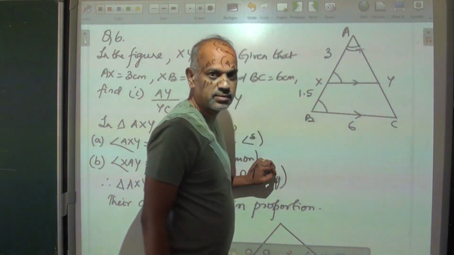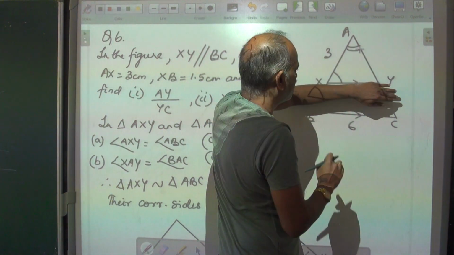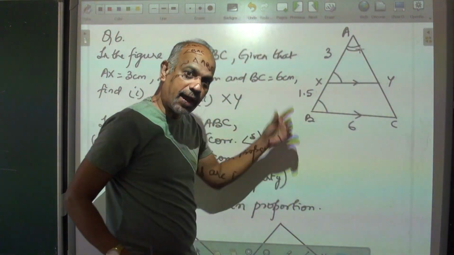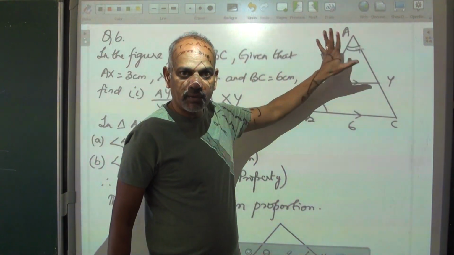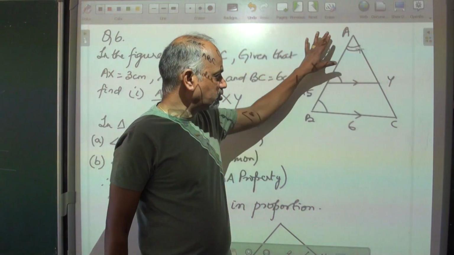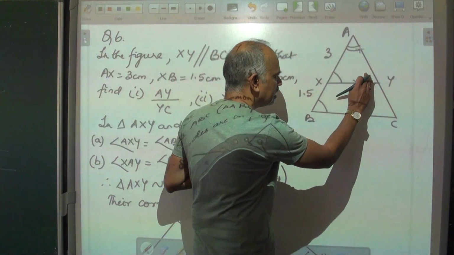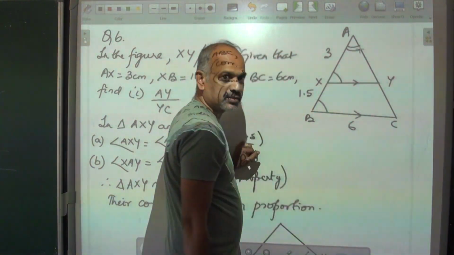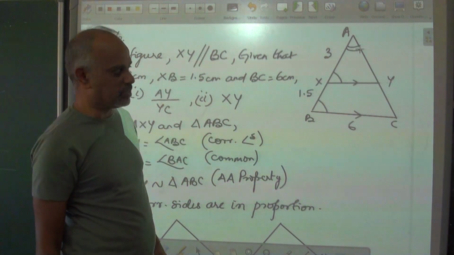The second one, I'm going to mark this with a double arc. Look at the small triangle. The small triangle has a double arc. The bigger triangle also has a double arc at the same point A. So A is a common angle in both the smaller triangle and also the bigger triangle. You can mark this, or you can also mark this angle and this angle are equal. They are also corresponding angles.